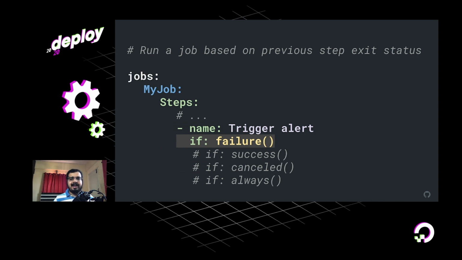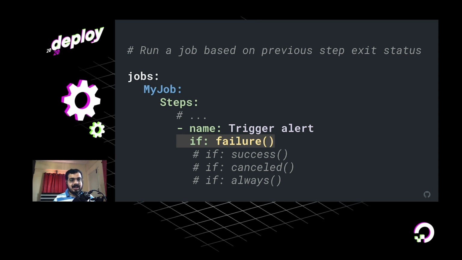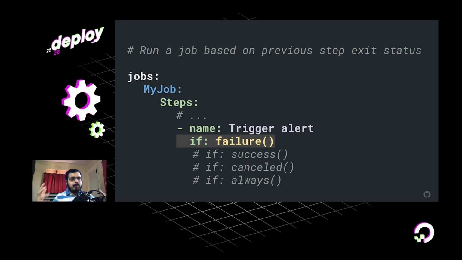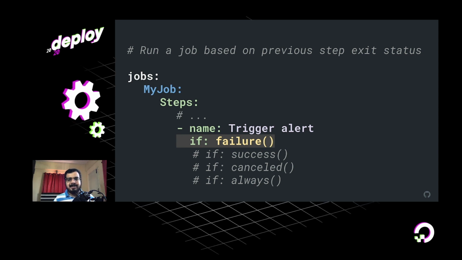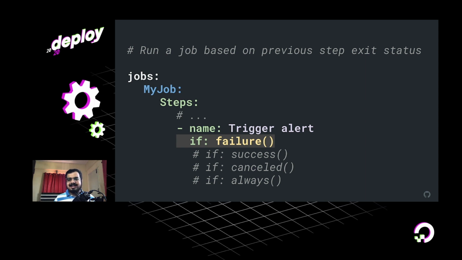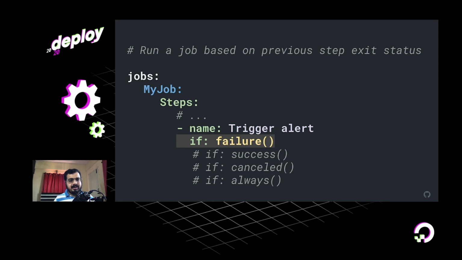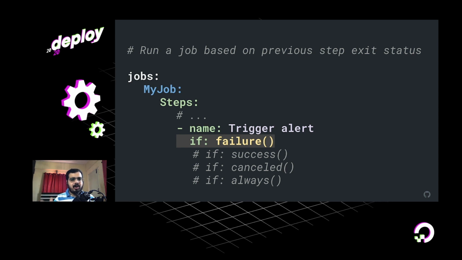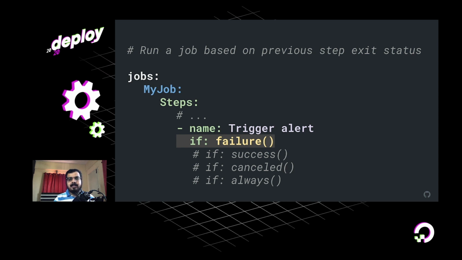Also, one other thing is you can run a job based on previous step exit status so that you can make your workflow a little more robust and also control how the execution happens. So here you can see you can use if conditionals with things like failure, success, cancel, always, and there are other things as well which you can look at in the GitHub documentation on workflow syntax.